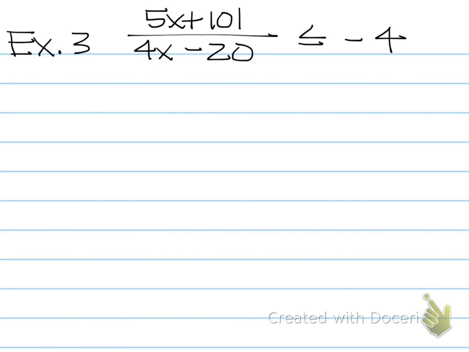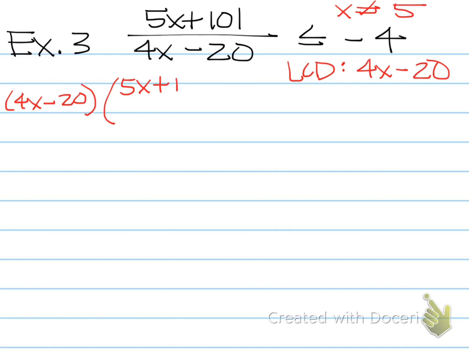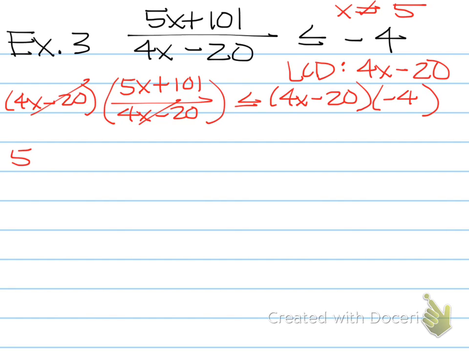All right, next example. Set the denominator equal to 0. We determine that x cannot equal 5. Lowest common denominator is 4x minus 20. Multiply both sides by 4x minus 20. And the 4x minus 20s cancel on the left side. When we distribute the negative 4 on the right side, we get negative 16x plus 80.